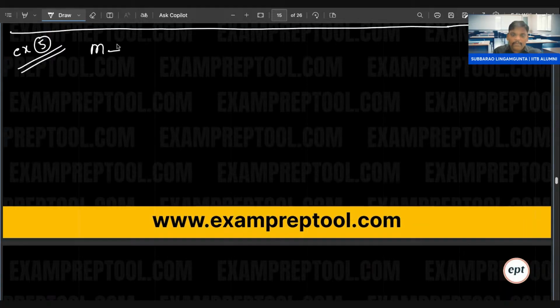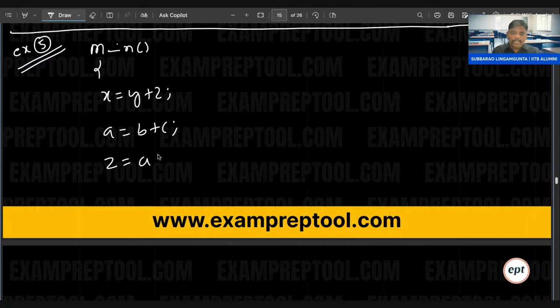Check here. Main. So let me write here. Main. x is equal to y plus z. a is equal to b plus c. z is equal to a plus x. So like that you write. x is equal to y plus z, a is equal to b plus c, z is equal to a plus x.